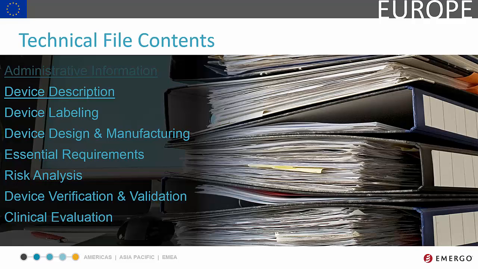Device description includes the trade name, common name, classification, indications and contraindications for use, as well as details on how the device functions and any components and accessories. Labeling includes the CE marking logo, instructions for use, the label itself, requisite symbols, and any information supplied by the manufacturer in accordance with EN 1041. Device design and manufacturing includes any technical drawings, schematics, blueprints, and other design information.